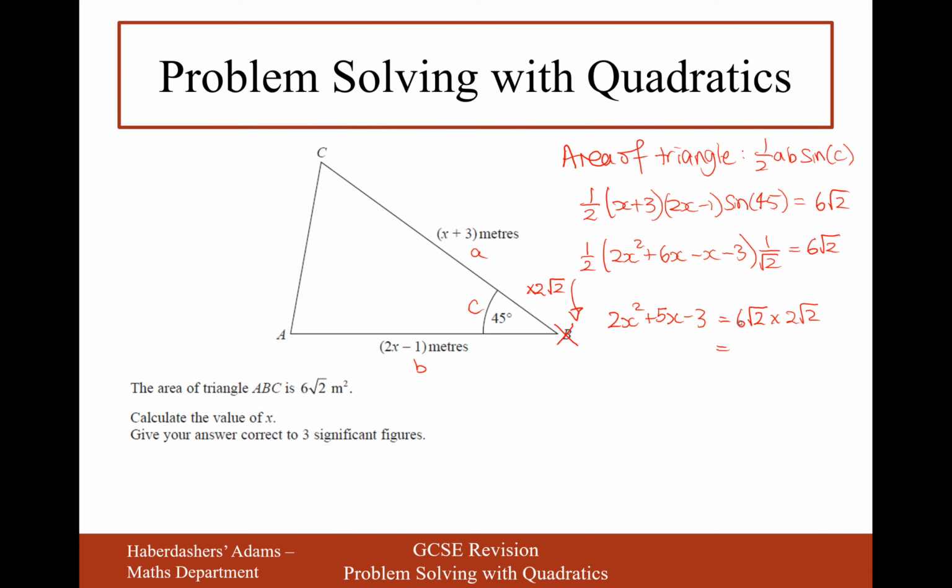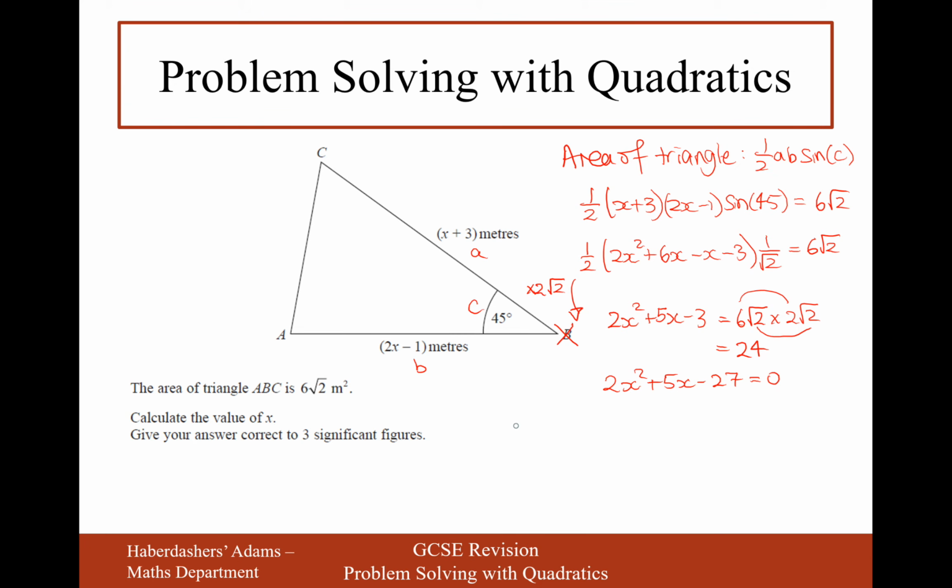Now what's this going to give us? It's going to give us a 12 from the normal numbers multiplying together, but an extra 2 from the root 2 times the root 2 multiplying together. So it's going to be 12 times another 2, that would be 24. Taking away the 24 onto the other side, I now have minus 27.